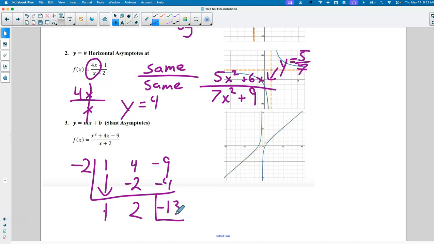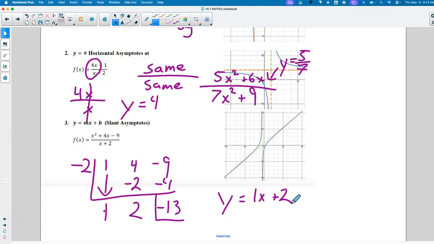Okay, if it does, you don't have a slant asymptote. So we don't care about that. We just say that y equals 1x plus 2. Where's that -13? We don't deal with it. We don't worry about it. That's your slant asymptote. Goes straight through.